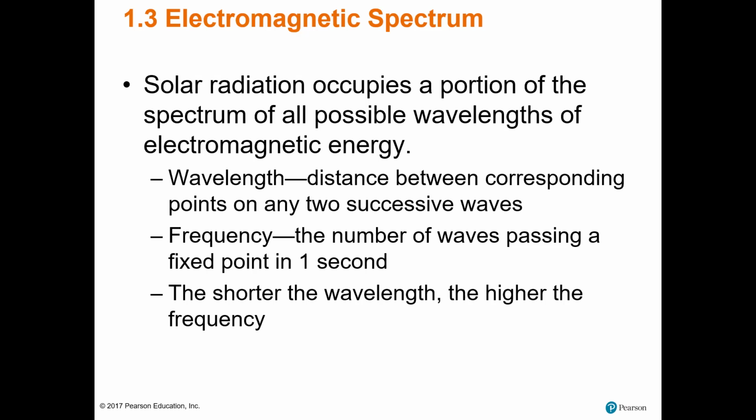Solar radiation occupies a portion of the spectrum of all possible wavelengths of electromagnetic energy. Wavelength and frequency do have a relationship with each other. Wavelength is the distance between corresponding points on any two successive waves, and frequency is the number of waves passing a fixed point in 1 second. The shorter the wavelength, the higher the frequency. So the relationship is inverse. The higher the wavelength, the shorter the frequency.